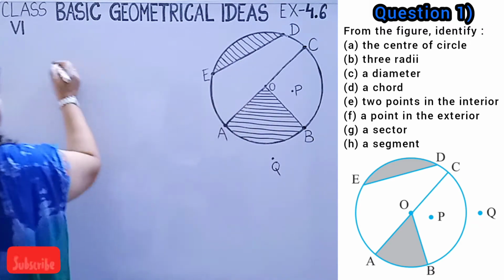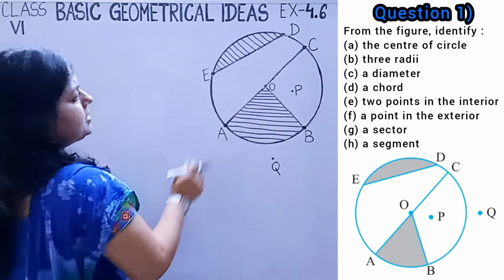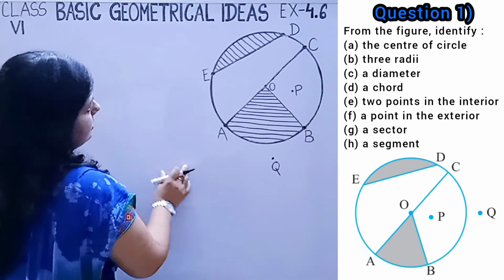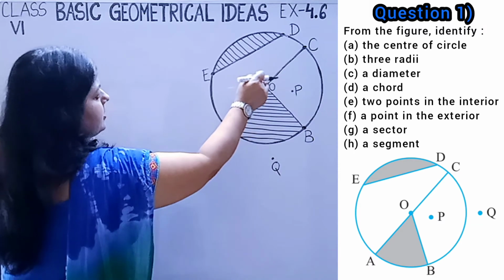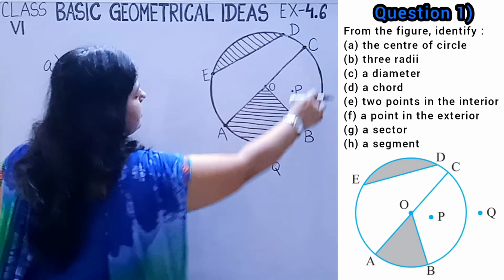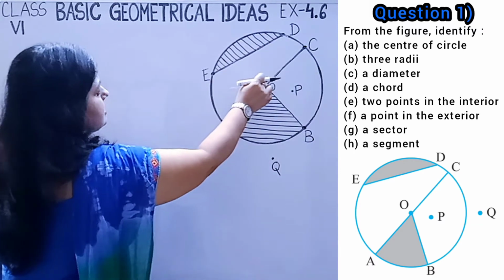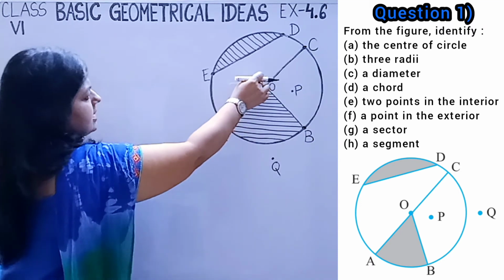So A part, the center of circle. What is center? The fixed point is center. This is our fixed point. With the help of this fixed point, we had drawn this circle. So this is our center. And what is the name of the center? O.